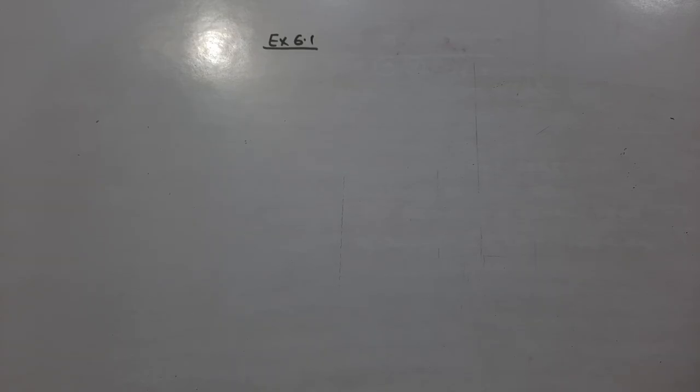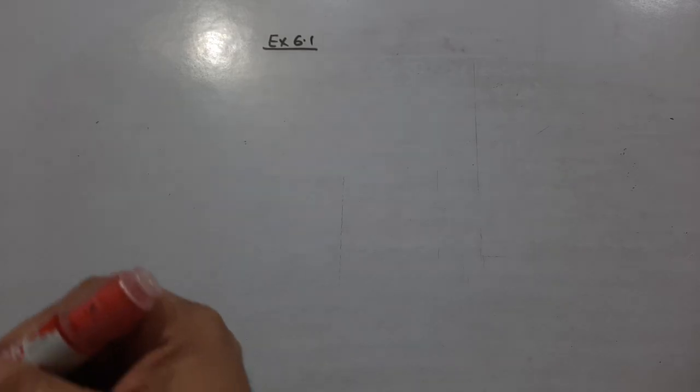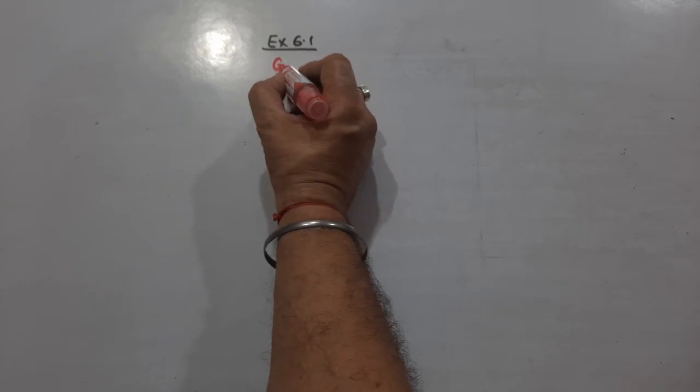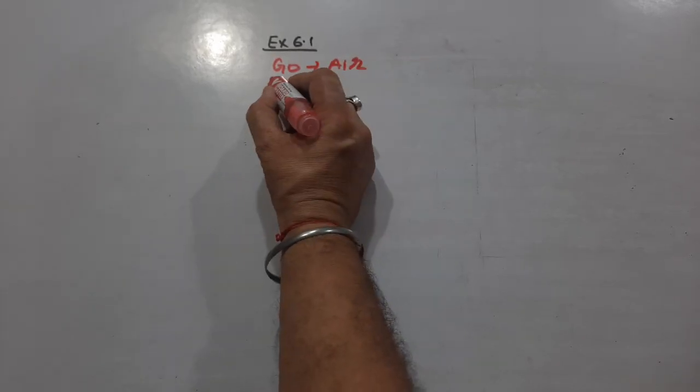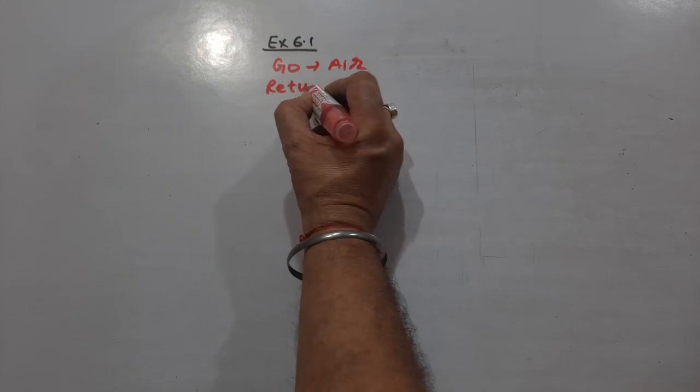Now the second question is: John wants to go abroad by ship and return by air. So John will go by air and return by ship.